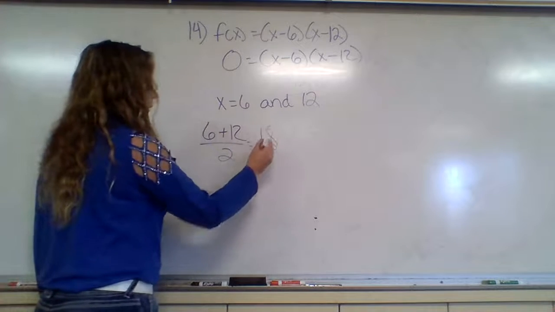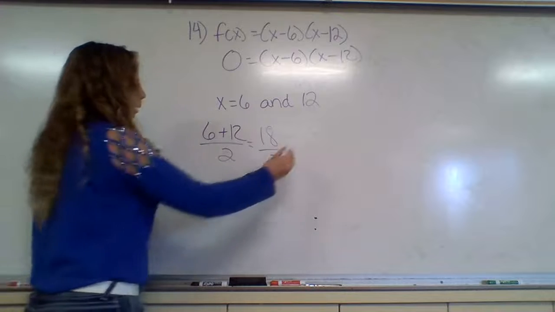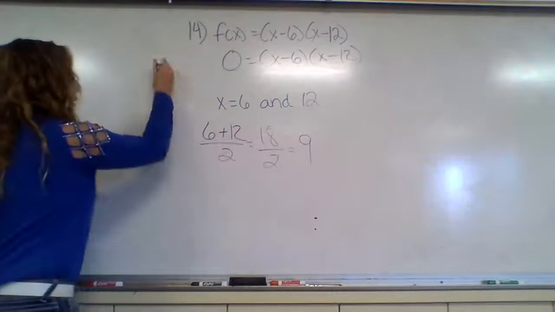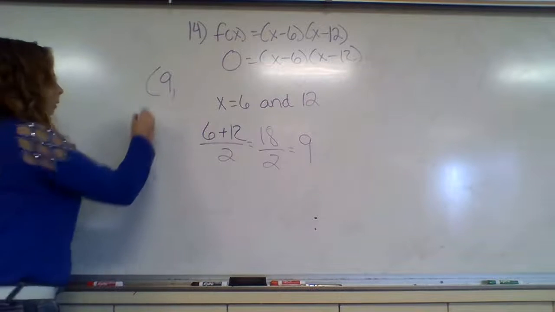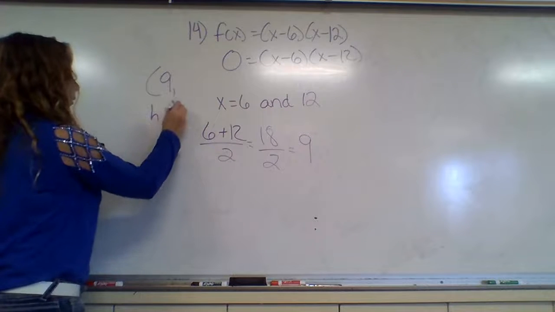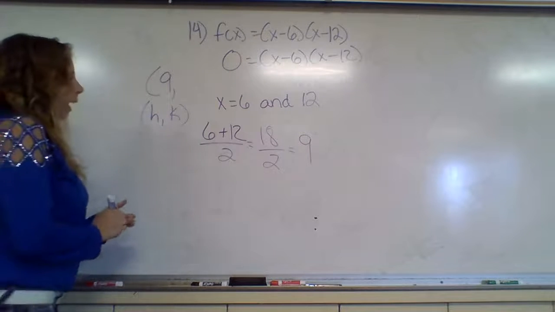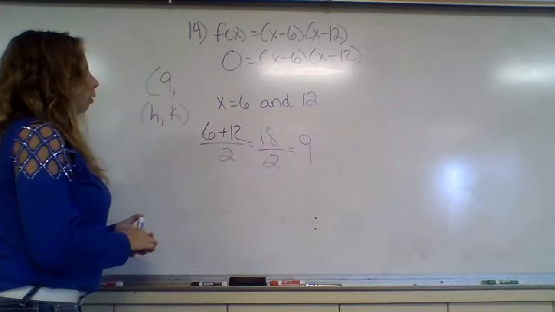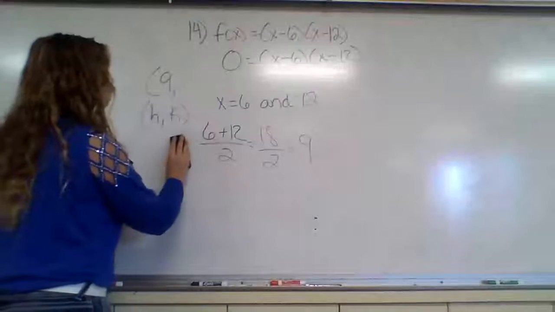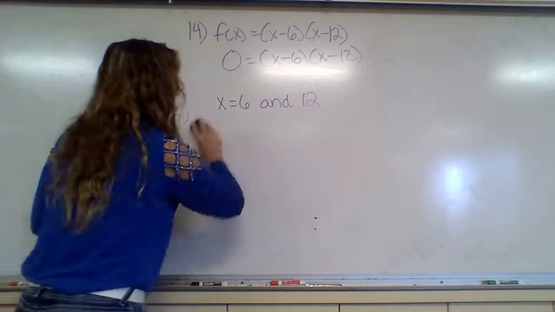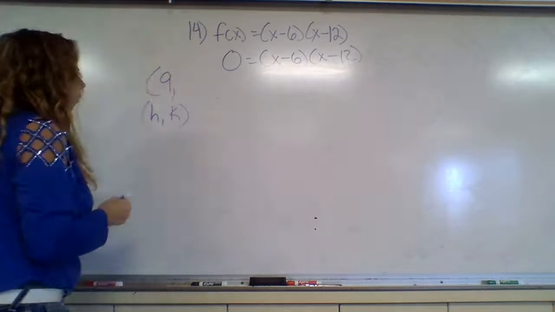18 divided by 2 is 9. So you have the first part of your vertex. You have h. So to find k, you substitute 9 back into your original equation. So go ahead and do that. Please pause me and try these things by yourself.